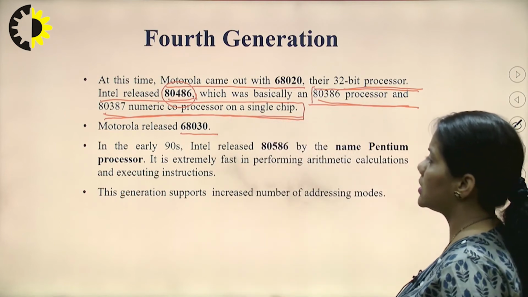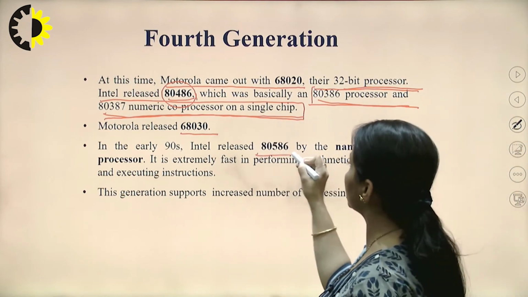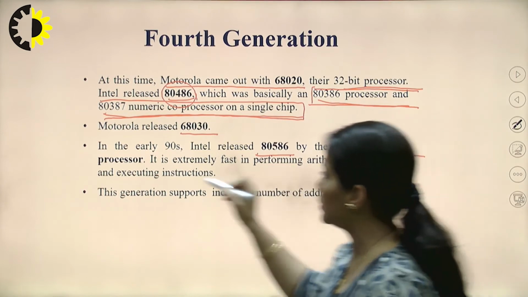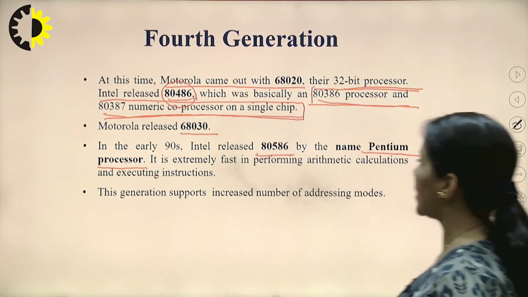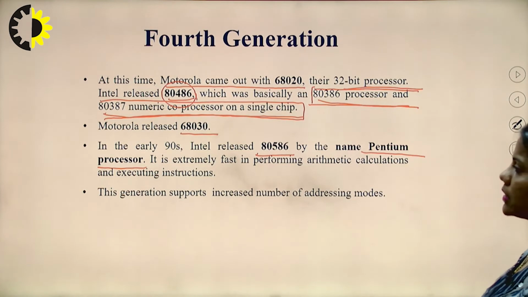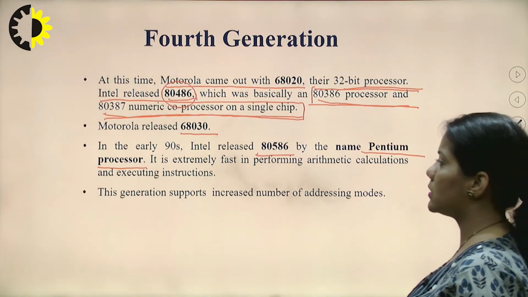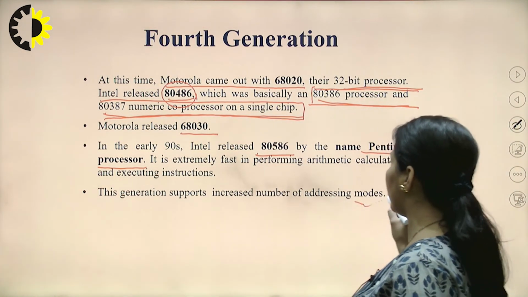In the early 90s, Intel released the 80586 by the name Pentium processor. It is extremely fast in performing arithmetic calculations and executing instructions. This generation supports an increased number of addressing modes.